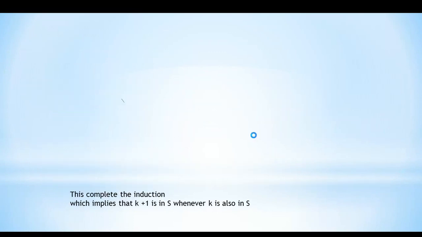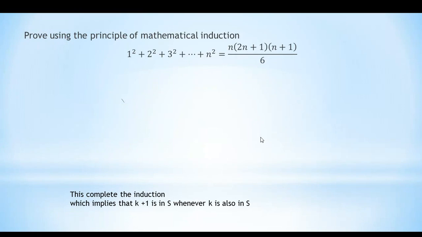Let us have some examples. Prove using mathematical induction that the sum of the squares of n consecutive integers is equal to n(2n + 1)(n + 1) over 6.